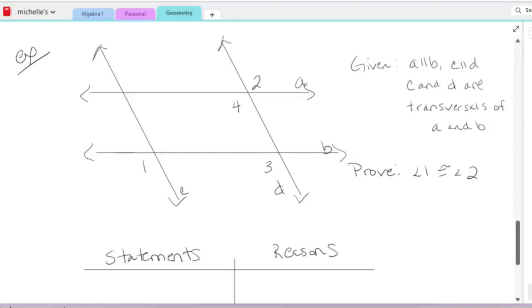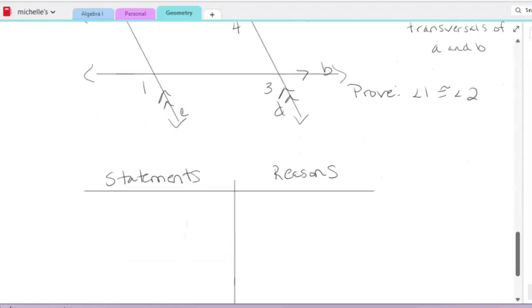Here is an example, a diagram for you, and it's given to us that A is parallel to B, that C is parallel to D, and that C and D are transversals to A and B respectively, right? So just saying clearly that they cut through them, all right? And we want to prove that the measure of angle 1 is congruent to the measure of angle 2. All right, so let's jump in.